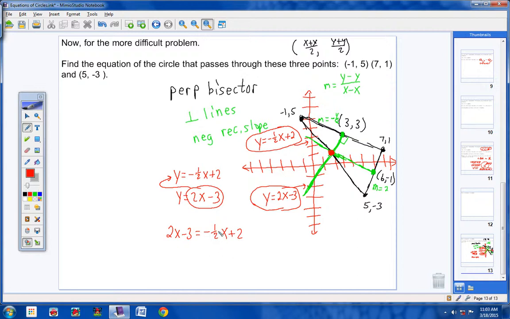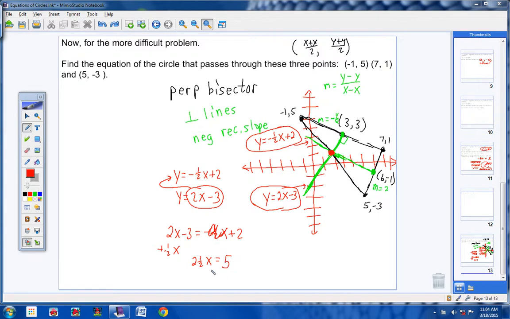Now get all of your x's on one side. Bring the negative 1/2 x over, and it becomes a positive 1/2 x. So I'm left with 2.5x. 2 plus 1/2 is 2.5. Bring your 3 over and make it a positive 3. So you're left with a 5 right here. All right, so we have 2.5x equals 5.